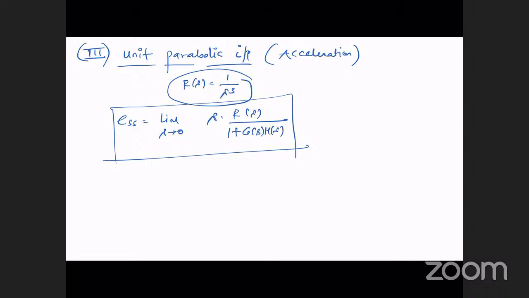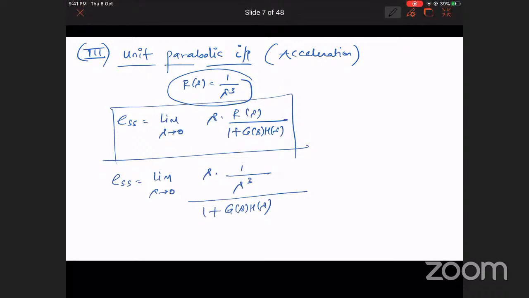Let me substitute, guys. ESS equal to limit s tends to 0, s into R of s, which is 1 upon s cube, whole divided by 1 plus G of s into H of s. Can you see there is a cancellation? This s will get cancelled and it will become s square. Now this s square will go down and will get multiplied with both the terms. Am I right?